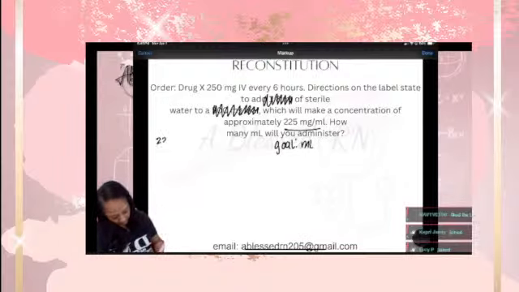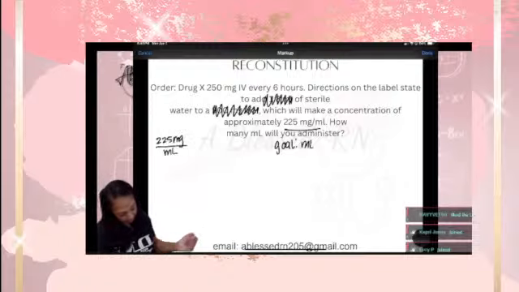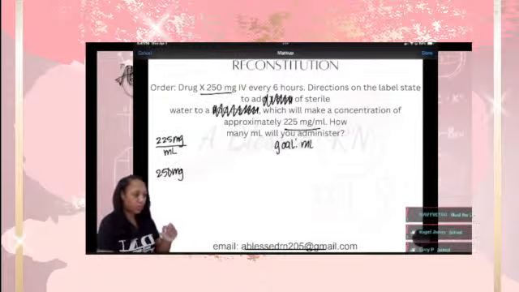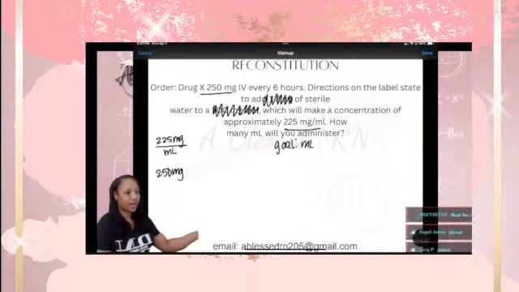So our concentration is 225 milligrams per milliliter. And our ordered amount is 250 milligrams, okay? So that is per one dose. You give one dose of 250 every 6 hours, which would be 4 doses in a day, okay? Talk it out. Make it make sense to yourself. What is this telling me, okay?